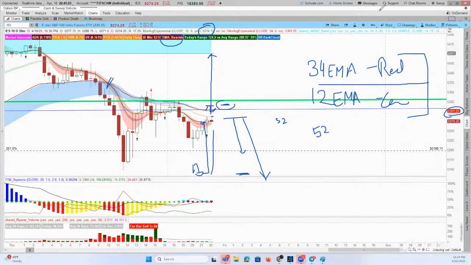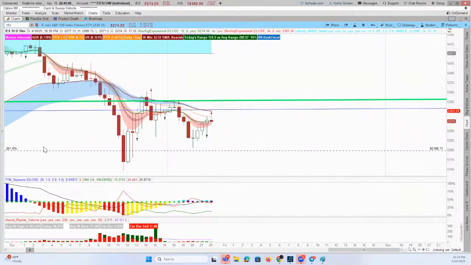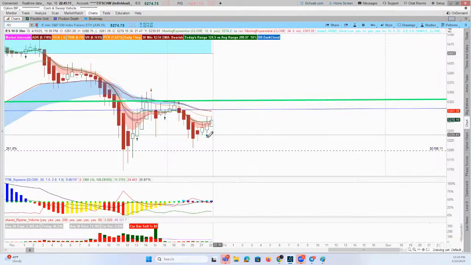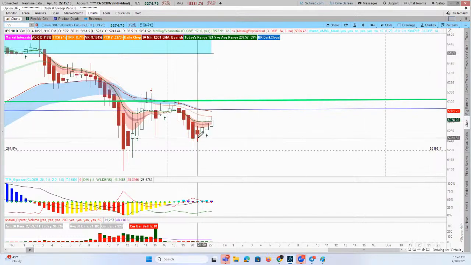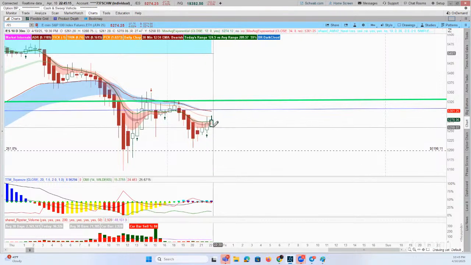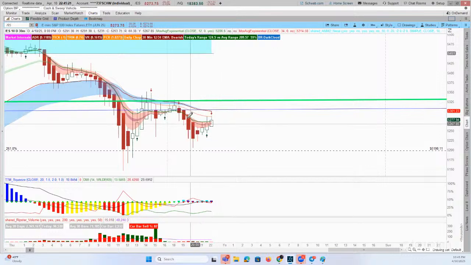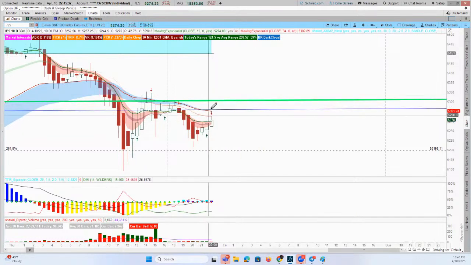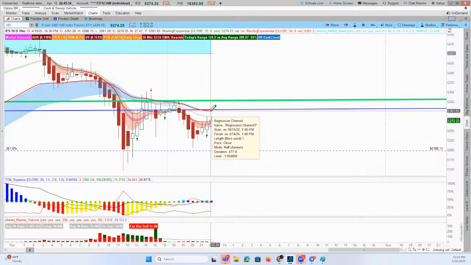Another way of looking at this is convert your candles to Heikin-Ishi candles. Right now, Heikin-Ishi candle is telling me there's a flat base. Whenever you see a flat base, you need to be buying. But in this case, we are below the 34 EMA, below the 12 EMA, so I would refrain. But in case if it was above, like once it clears this, I would be a very strong buyer.